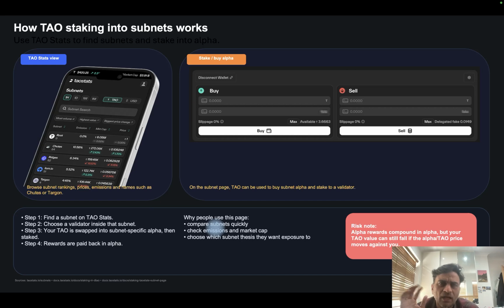Now let's talk about how TAO staking into a subnet works.